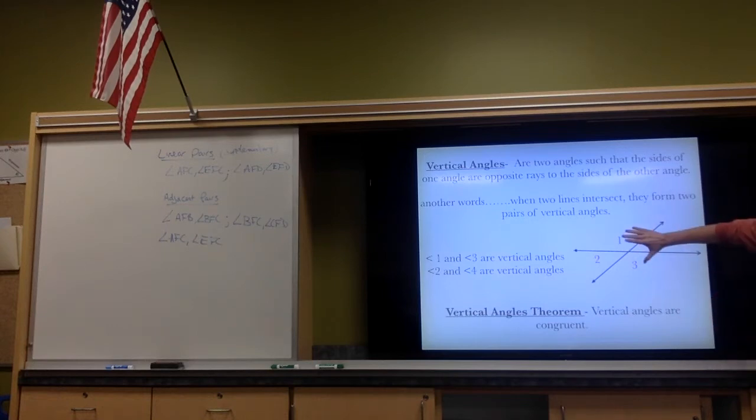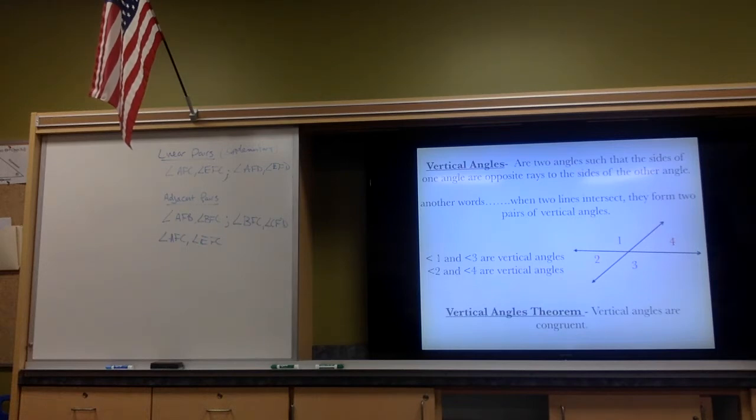Okay? See how they, well, first off, they have, see, this is why it's Friday, I can't talk. We could see that they're opposite rays to the sides of the other angle, right? Okay, so those are occurring. And you can see the lines are intersecting. Look at 4 and 2. They're the other set of vertical angles. There's my other pairing. Now, the vertical angle theorem states that they are congruent.